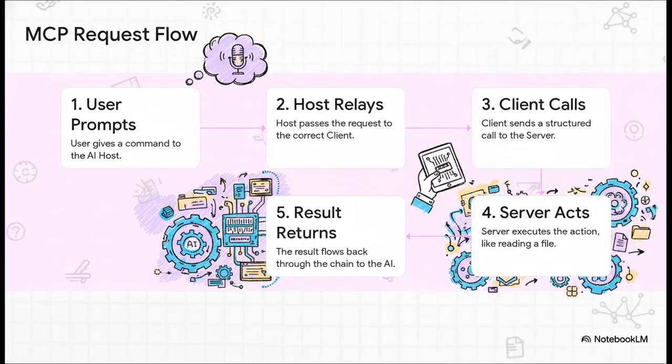So let's walk through a simple request. You ask the AI to summarize a file. That prompt goes to the host. The host then says, a file request, and passes it to the right client. The client translates that into a structured command for the file system server. The server grabs the file content, sends it back to the client, which sends it back to the host, and finally, the AI gets the context it needs to give you that summary. It's a clean, logical flow.